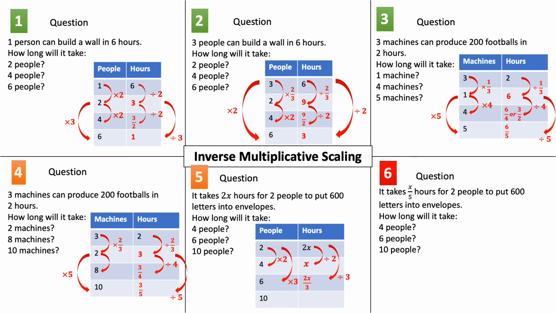And we can see that here. So for 2 machines, it takes 3 hours compared to 6 hours for 1 machine. For 8 machines, it takes 3/4 of an hour compared to 1.5 hours for 4 machines. And for 10 machines, it takes 3/5 of an hour compared to 6/5 of an hour for 5 machines. So very well done if you spotted that.